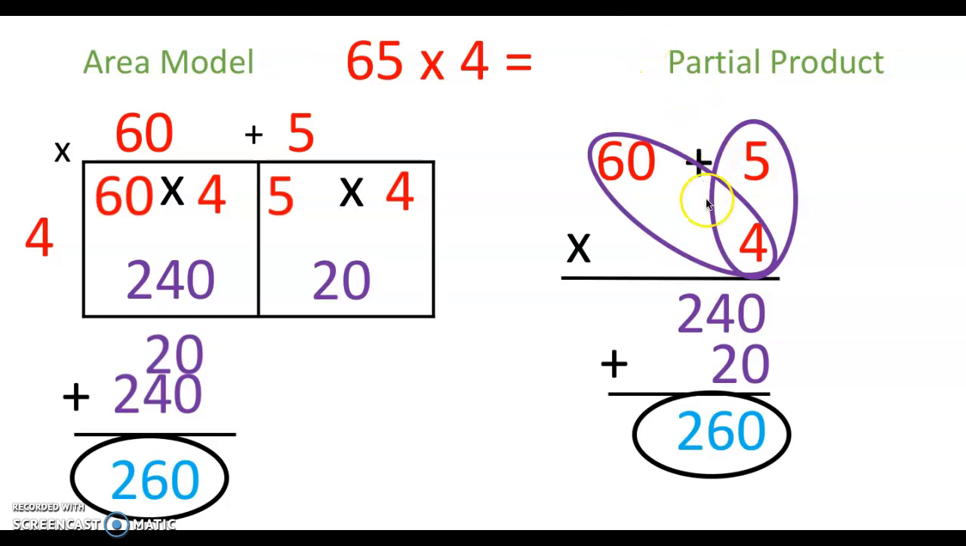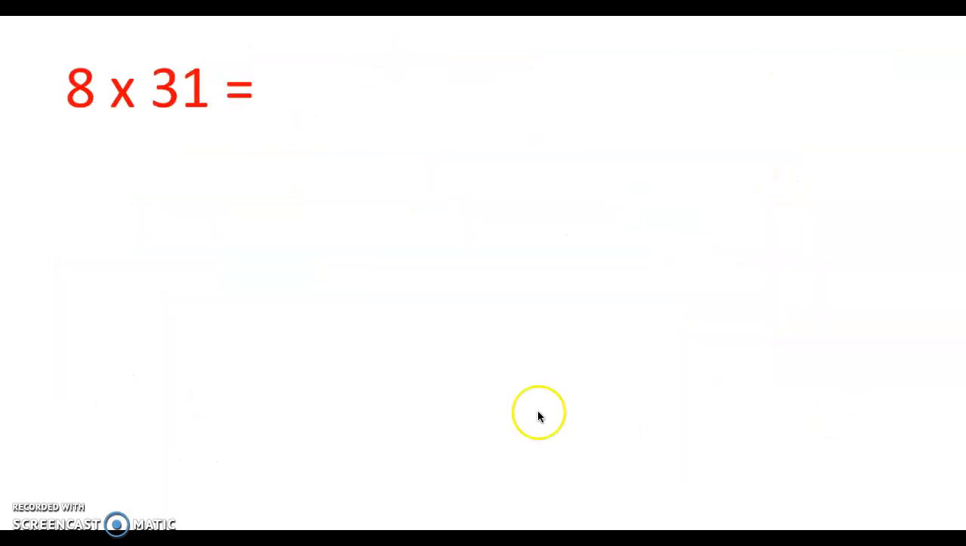But if you notice, you're still solving the same equations, because you're still solving 60 times 4 and 5 times 4. That's just a different way of looking at it. Let me show you one where I'm not comparing it to area model. So let's do 8 times 31.